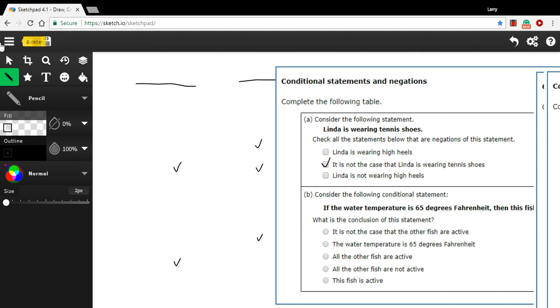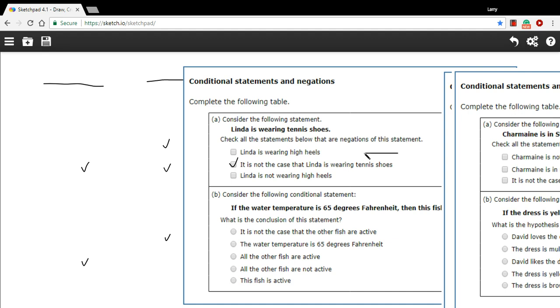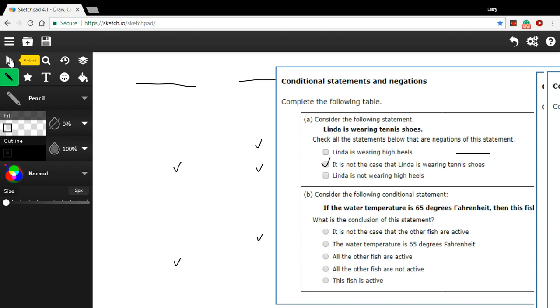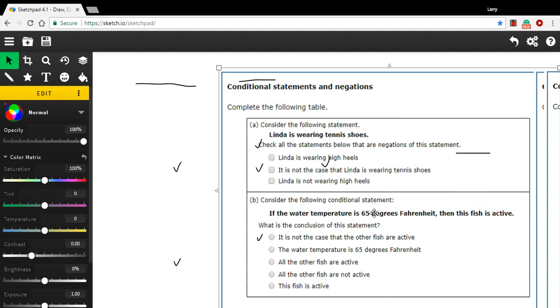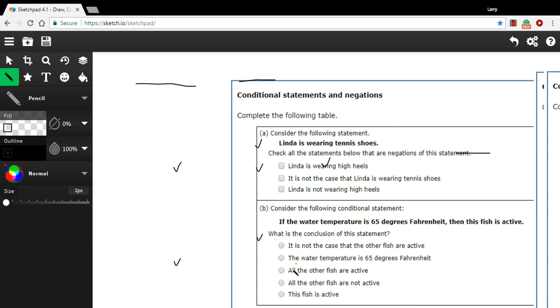All right, let's look at the conditional statement here. It says, if the water temperature is 65 degrees, let me just move this over a little bit. If the water temperature is 65 degrees, then this fish is active. And we want to know the conclusion. Conclusion is the part that follows the then. So the conclusion is this fish is active, and we'd check it there. So that is a little bit of work with negations and conditional statements.